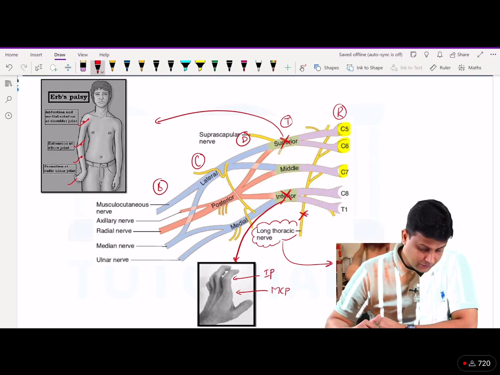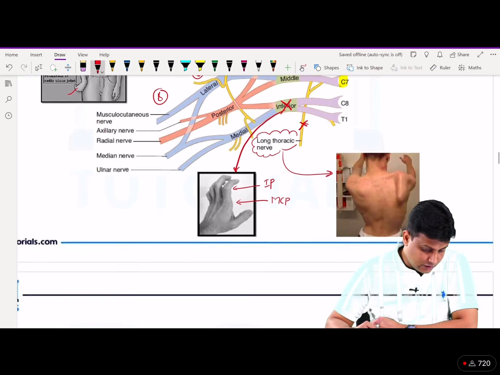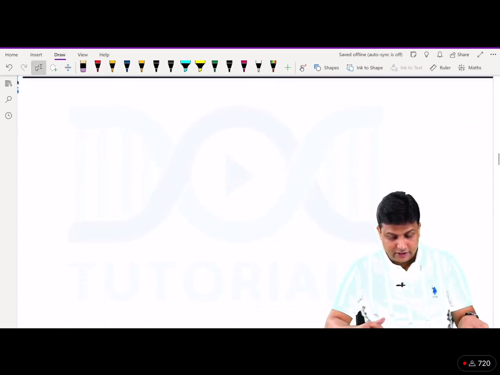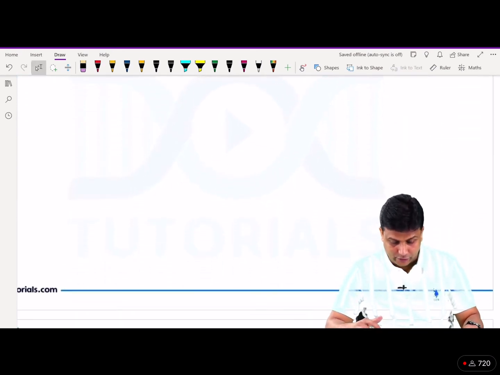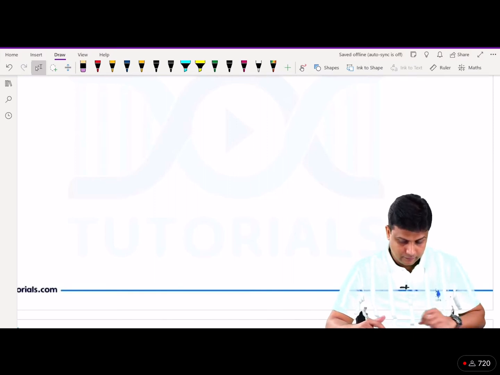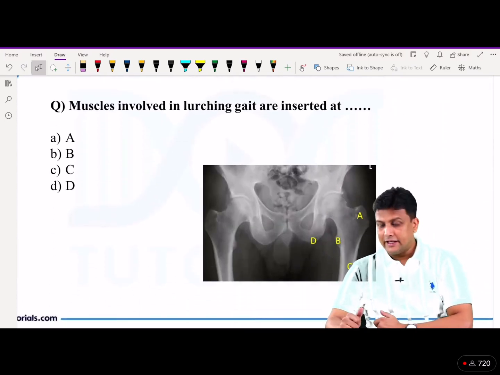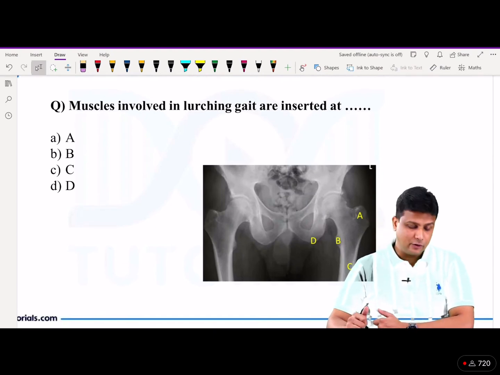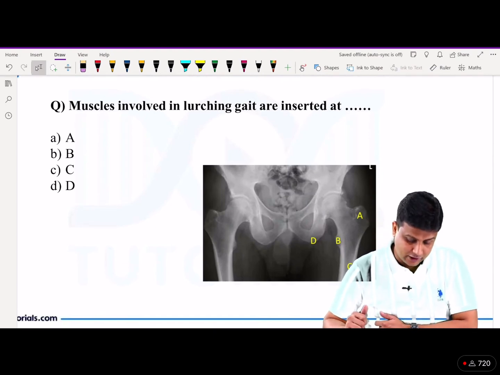Next one, guys. Now after this, the next condition or the next concept that we are going to see here is muscles involved in the lurching gait.